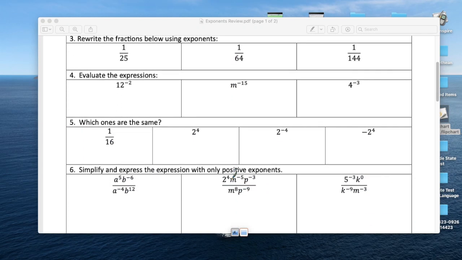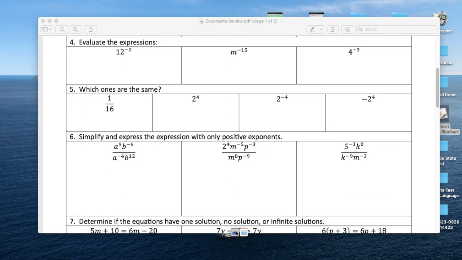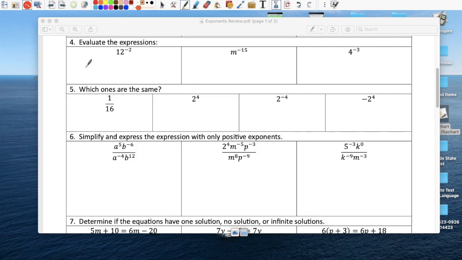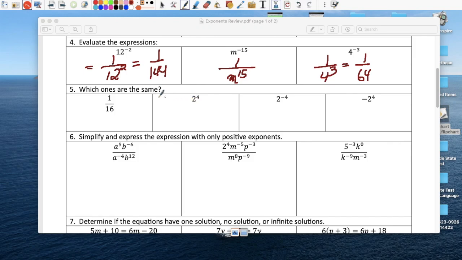Number 4 deals with, hey, what happens when you have a negative exponent? So how do we take care of that? Well, we learned that to change that negative exponent, we're going to write it over 1 and make it 1 over 12 to the second power, which is the same thing as 1 over 144. M to the negative 15, again, put it over 1, and the negative 15 becomes positive. And 4 to the negative third power is the same thing, put it over 1, and 4 to the third power, which is 64. 1 over 64, because 4 times 4 times 4 is 64.